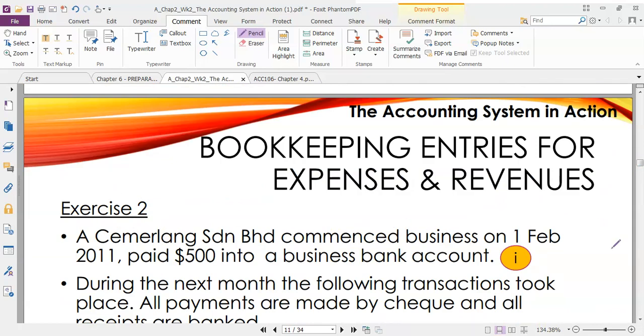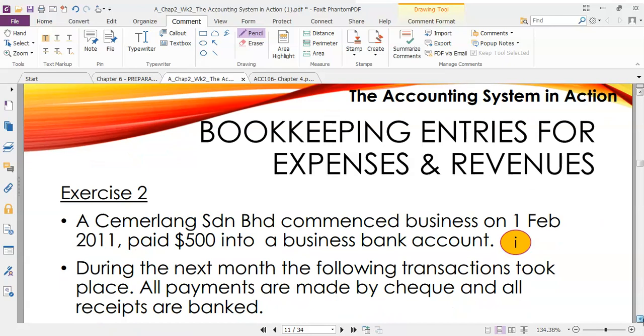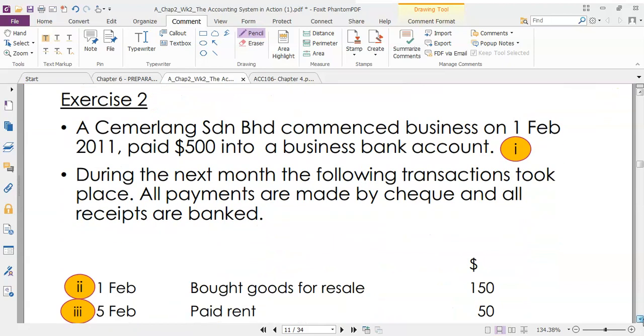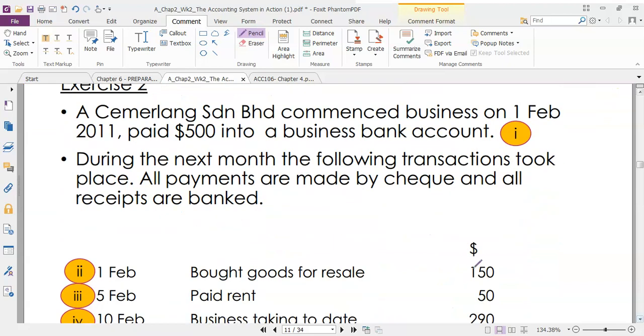Cemerlang Sendia Berhad commenced business on 1st February, paid 500 into a business bank account. So look at number 1, it says paid 500 into a business bank account. So B, the second one, during the next month, the following transactions took place. All payments are made by check and all receipts are banked. Just look at what needs to be explained.